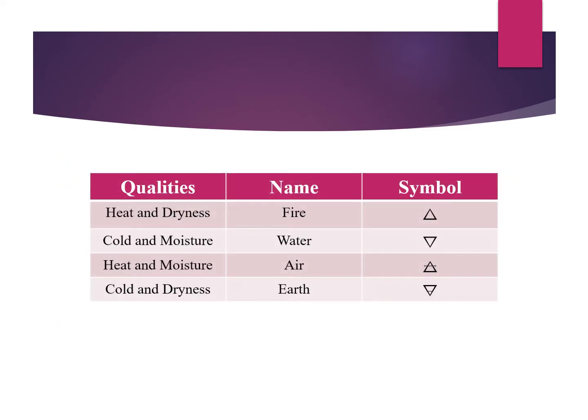And here we can see that along with the symbols for the element. You can see that fire has the qualities of heat and dryness, water the qualities of cold and moisture, air the qualities of heat and moisture, and earth the qualities of cold and dryness. And you can see their symbols, as I said, on the right. Fire is a triangle, water is a triangle pointed down, air is a triangle pointed up with a horizontal line across it, and earth is a triangle pointed upside down with a line across it.